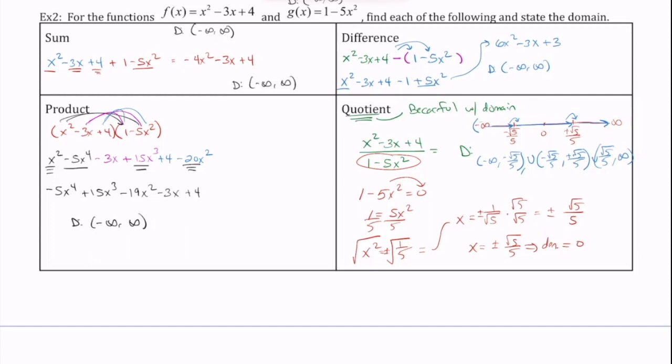So it's everything except for those numbers. But since you created 1, 2, 3 intervals, you have to write them as 1, 2, 3 intervals for your domain as well.